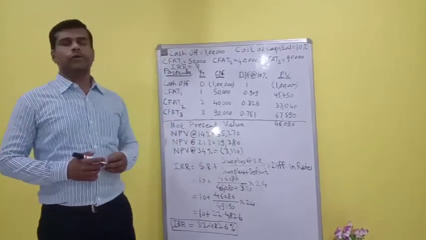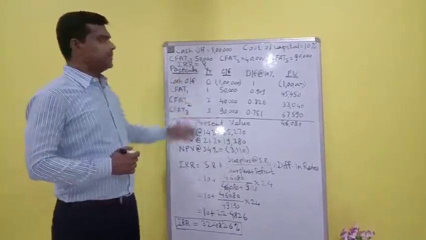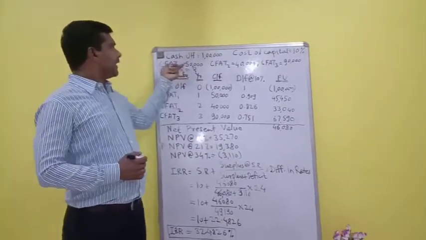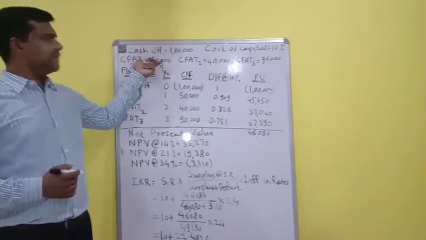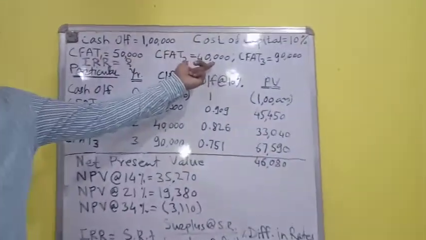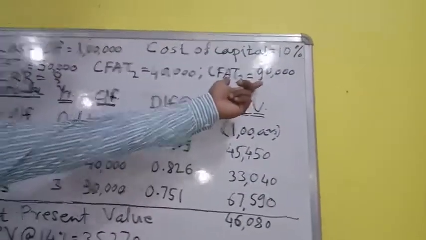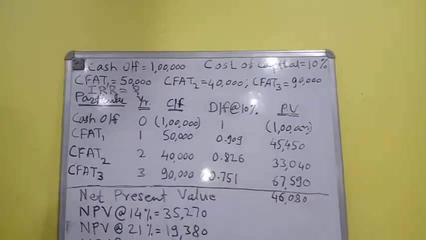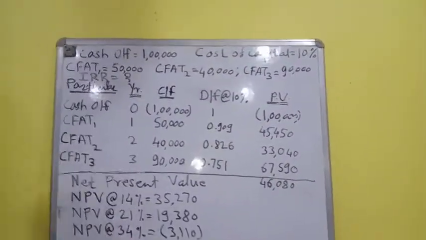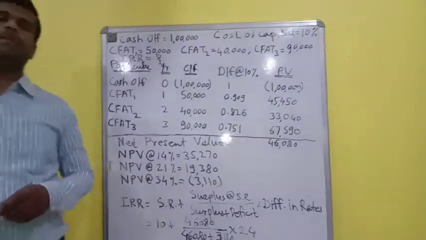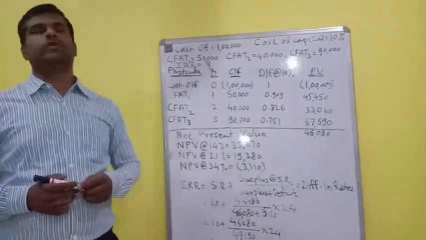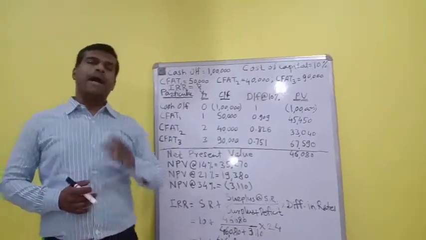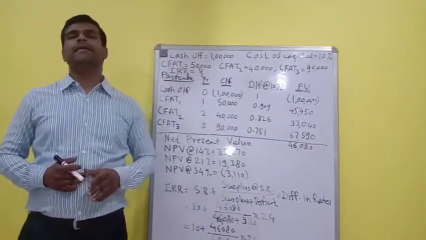Okay, so for doing the same I have taken a problem whereby the cash outflow is rupees 1 lakh, the cash inflows are for first year 50,000 rupees, for second year 40,000 rupees, and for third year 90,000 rupees, whereas cost of capital is 10%. This is the problem that we have taken for several exercises, so that repetition happens and your exercising goes on increasing. So it was a simple problem whereby we have to calculate IRR, that is internal rate of return.